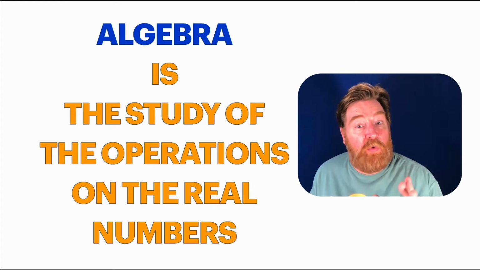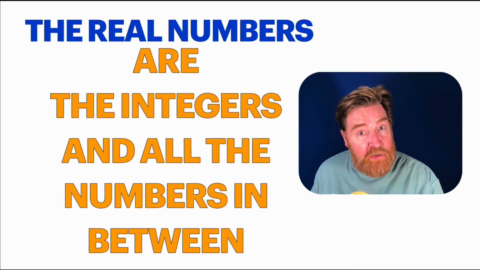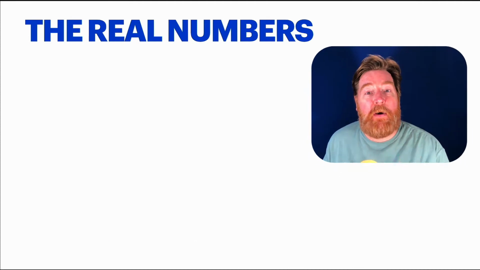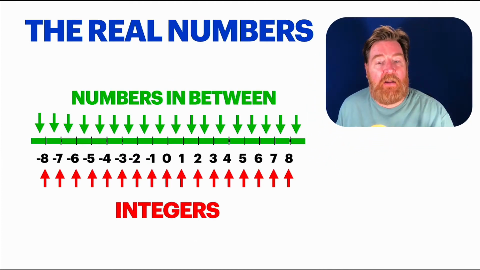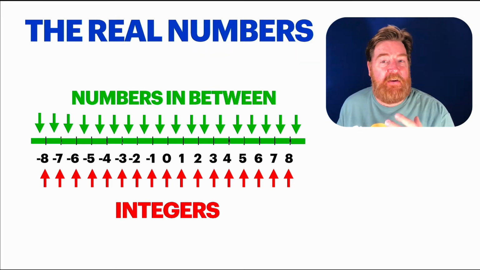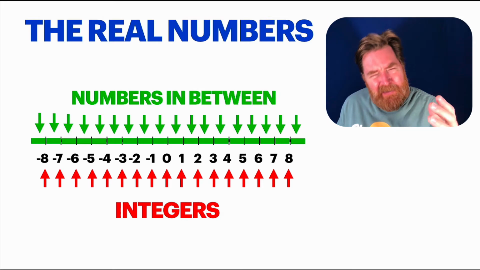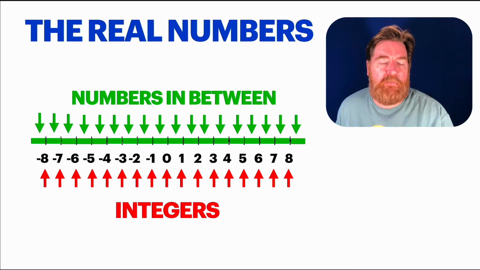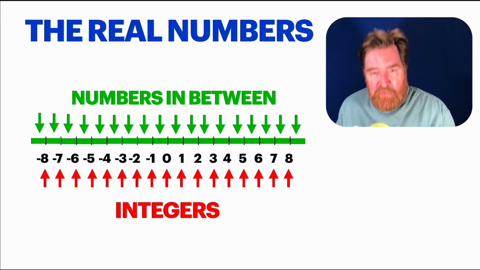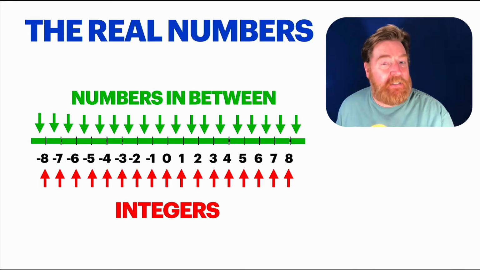So remember, the real numbers, the best way to think of them is as the integers and all the numbers in between. So there we go. We see the integers along there pointed out in red and the numbers in between in green. And we saw also that in between is really where all the action is. There are way many more numbers in between the integers than we've got integers themselves. So that's why we're diving into the in-between spaces.